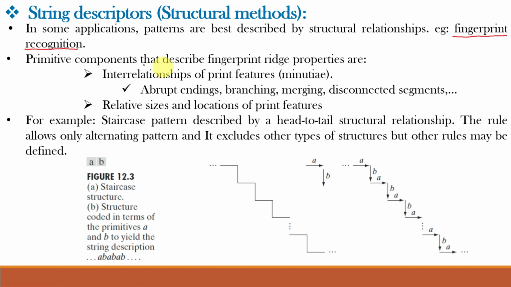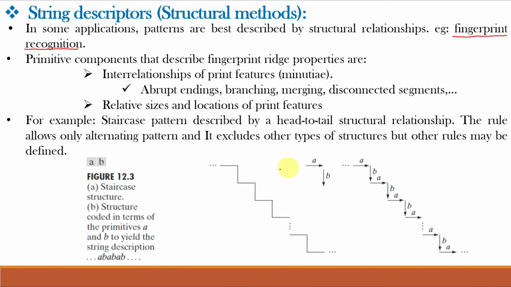And this fingerprint example we have already studied earlier also. One other structural method example is the staircase pattern, which is described by head to tail structural relationship. So this is the head to the tail structural relationship, and here the rule only allows alternating patterns of A and B, and it excludes other types of structures, but of course other rules may be defined. And these string descriptors adequately generate patterns of objects and other entities whose structure is based on relatively simple connectivity of primitives, usually associated with boundary shape.